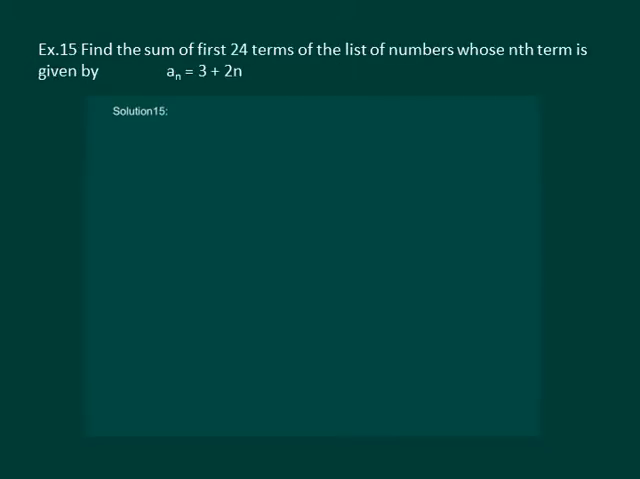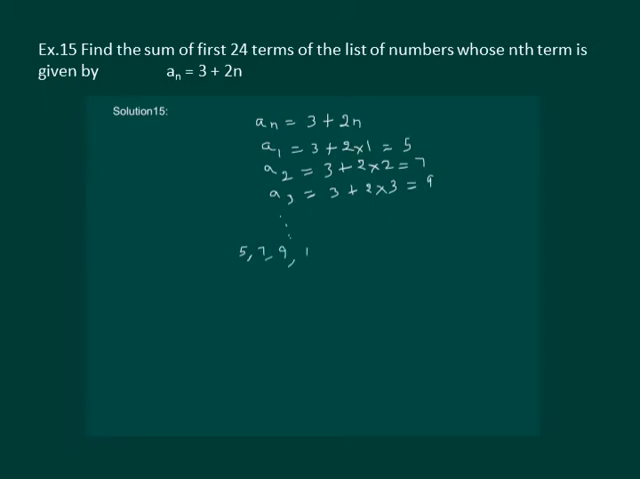Let us read the question. Find the sum of first 24 terms of the list of numbers whose nth term is given as an equal to 3 plus 2n. Now, the nth term is dependent on n, so we can calculate a1 equal to 3 plus 2 into 1, which is equal to 5. Similarly, a2 will be 3 plus 2 into 2, which is 7. A3 is 9 and so on. So the list of numbers is 5, 7, 9. Next one will be 11 and so on.